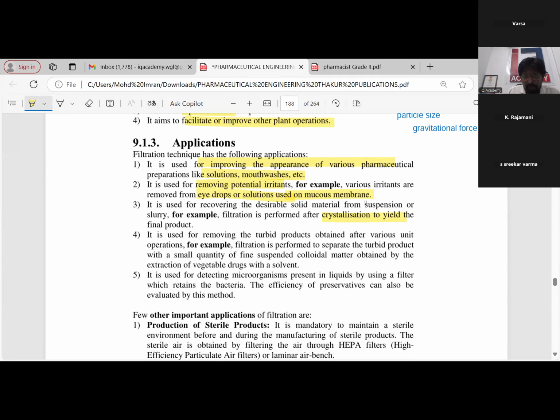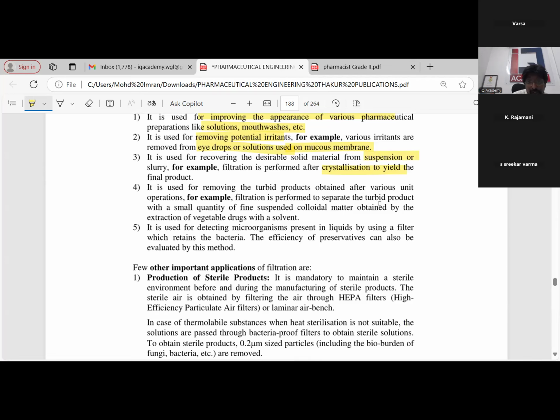Next major application is to obtain various unit operations. For example, removing of turbidity, removing of precipitates, we'll use filtration. Colloidal particles preparation, we'll go for this one, and many other things.